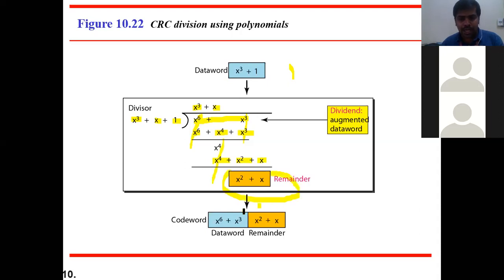This should be added to your data word. The data word is the earlier modified data word that you have got, so that modified data word x to the power 6 plus x cube, plus x square plus x, the remainder you have got. So this entire thing will become your code word. Is it clear? If it is a polynomial division.